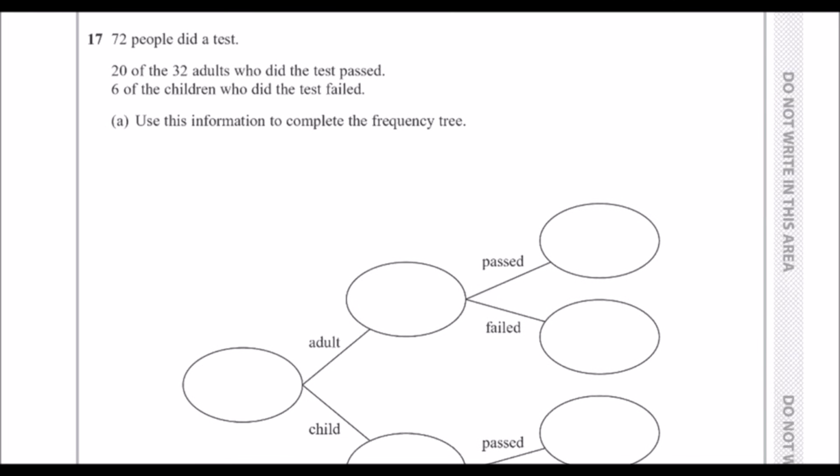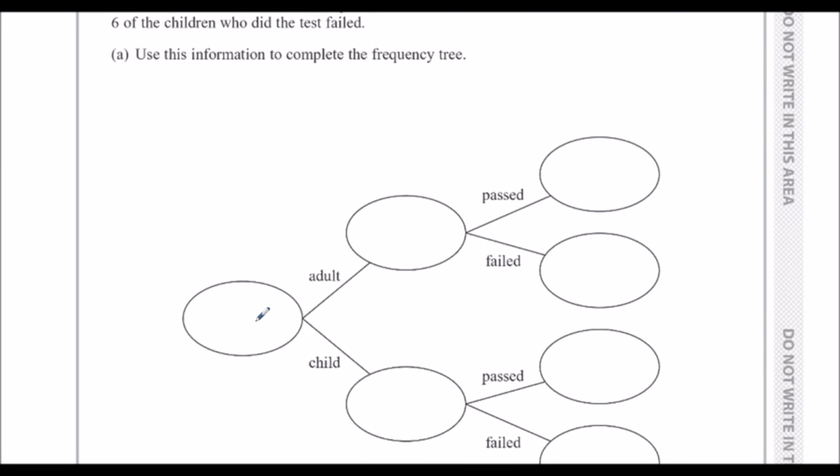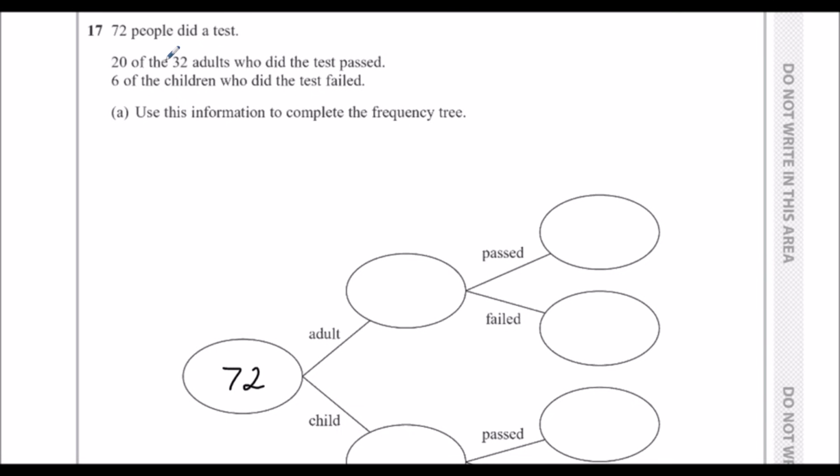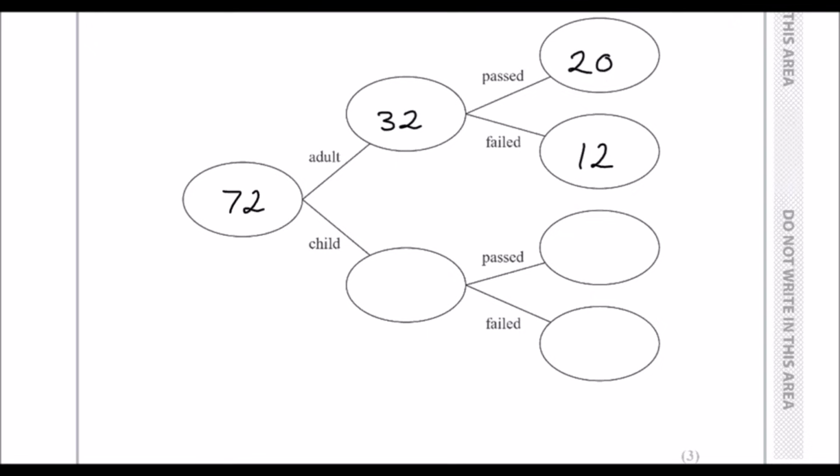Question 17. 72 people did a test. We're going to complete a frequency tree. We've got a frequency tree here. So everyone is 72. 20 of the 32 adults, so there are 32 adults, 20 of them passed. So 20 passed. We can work out how many failed by doing 32 take away 20, which is 12. 6 children failed the test.